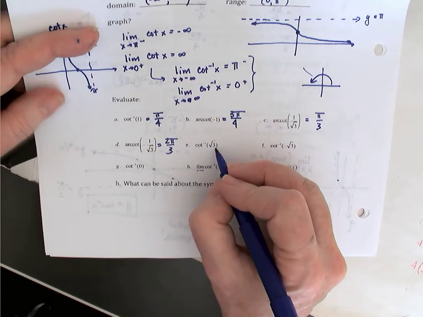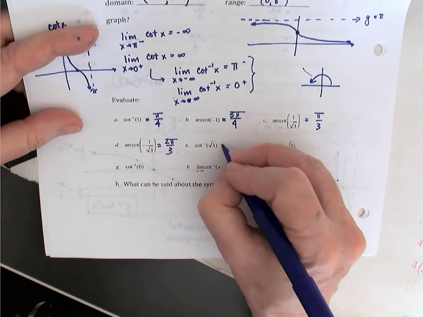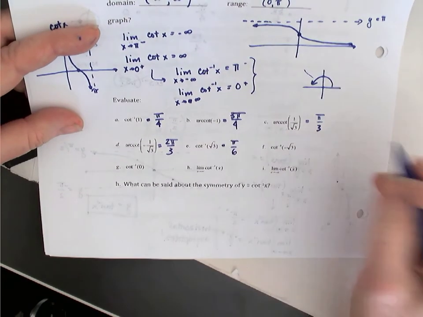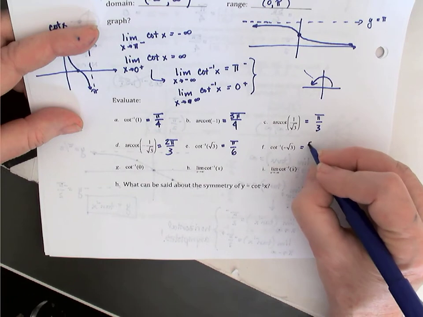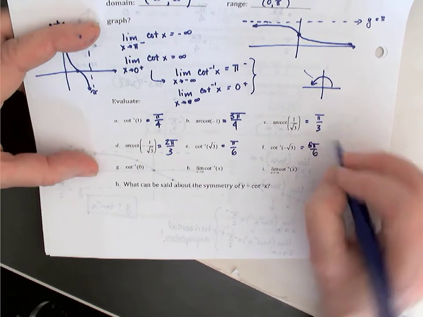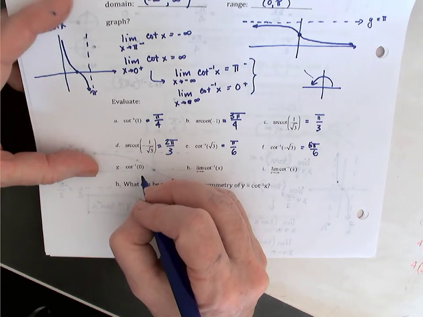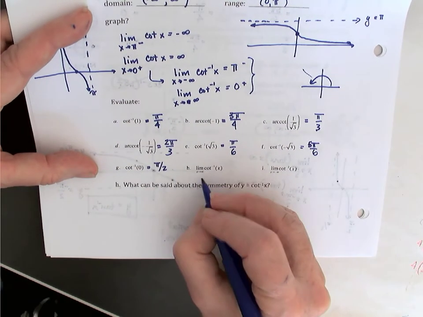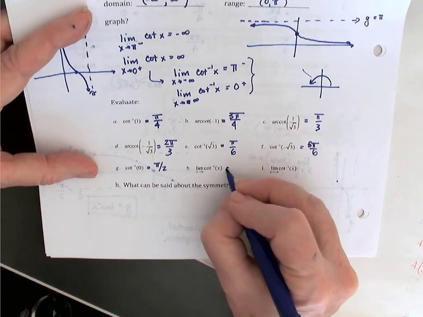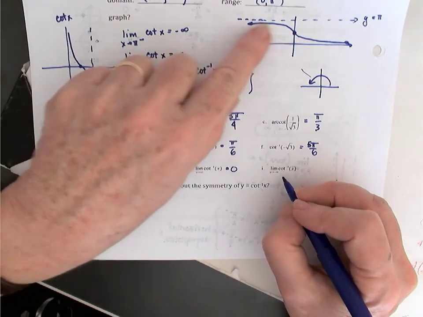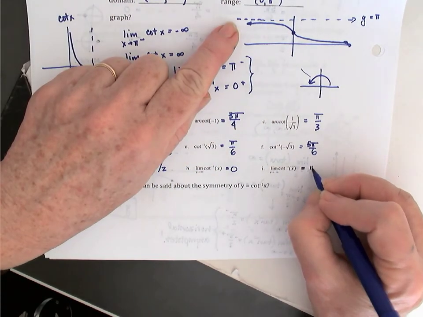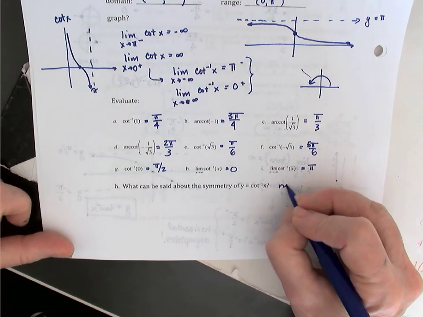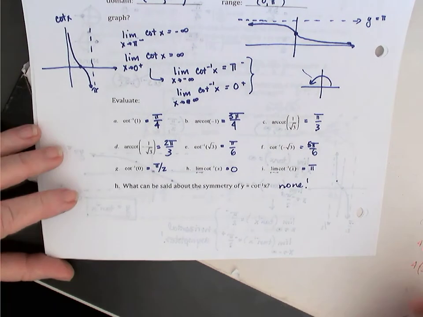The angle whose cotangent is root 3 is pi over 6, but this is going to be 5 pi over 6. The angle whose cotangent is 0 is pi over 2. We talked about that. The limit as x approaches infinity is going to give us 0. The limit of the function as x approaches negative infinity is pi. And there is no symmetry to inverse cotangent.